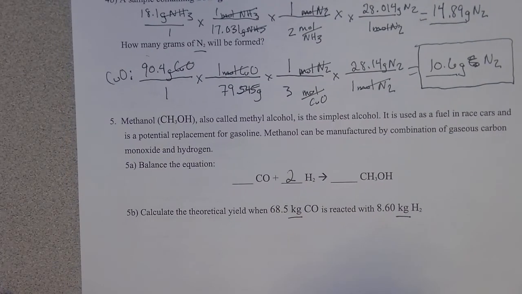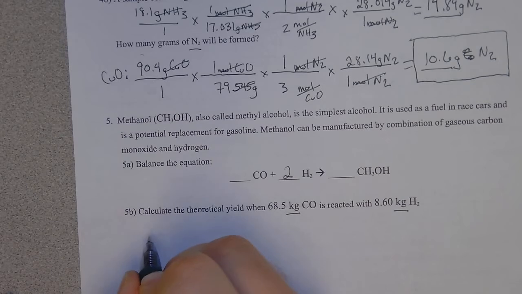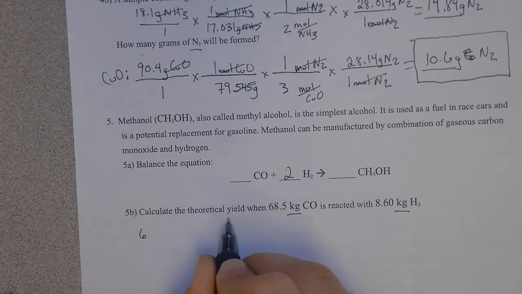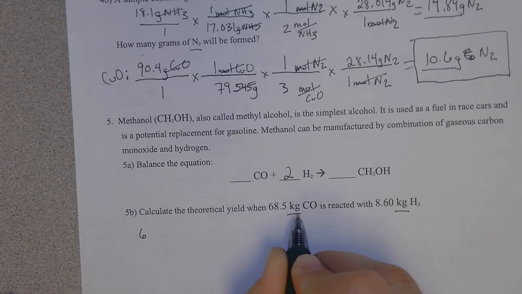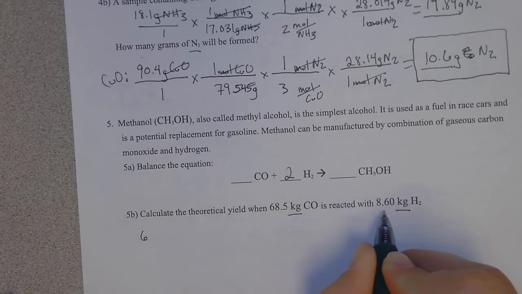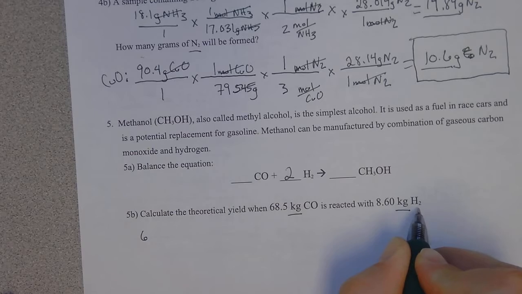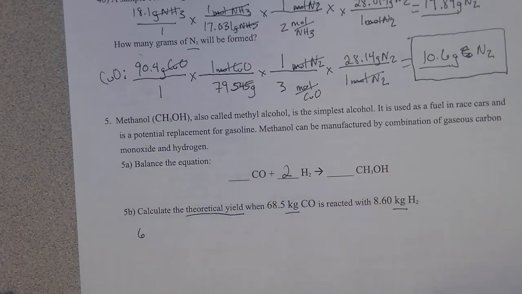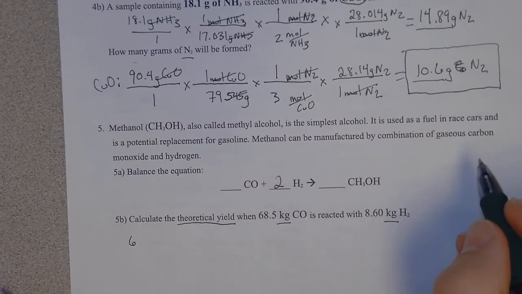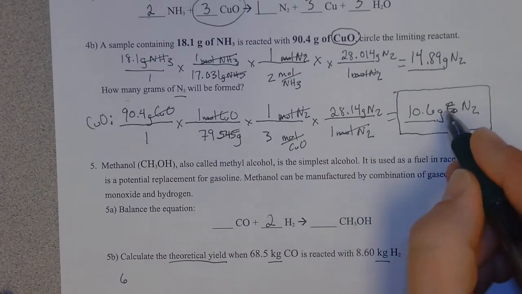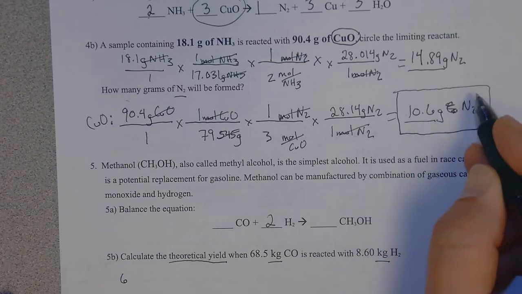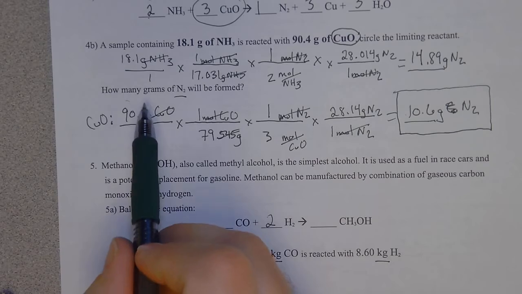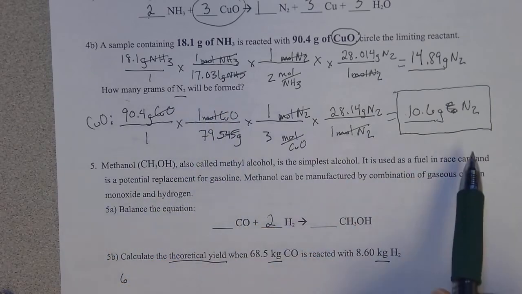So my first step should be, if I'm going to calculate the theoretical yield when 68.5 grams of carbon monoxide is reacted with 8.6 kilograms of hydrogen gas. So your theoretical yield is just a quick way of saying what is your limiting reactant amount. So up here in this question, this was my theoretical yield, okay? It's the same thing as how many grams of N2 will be formed. This is my theoretical yield.